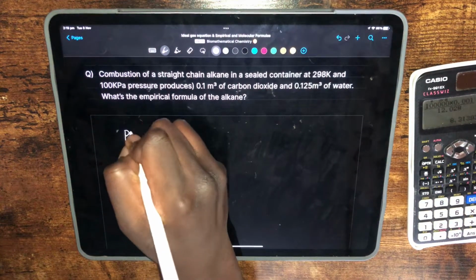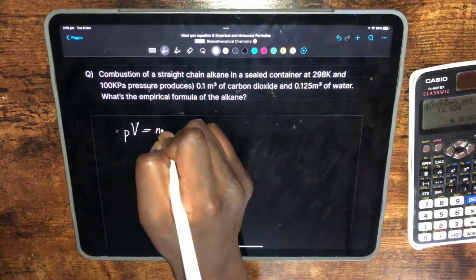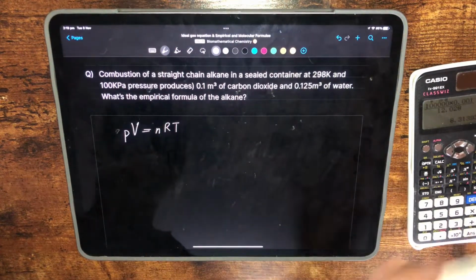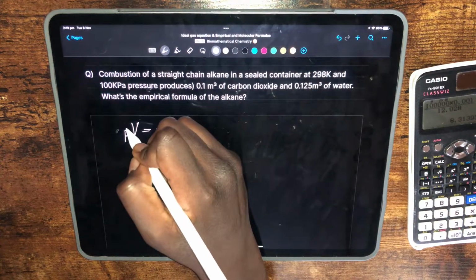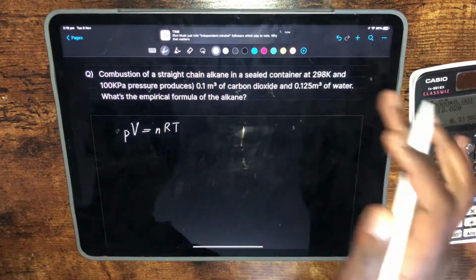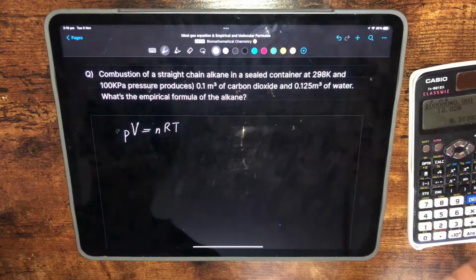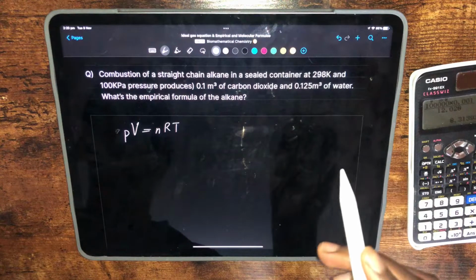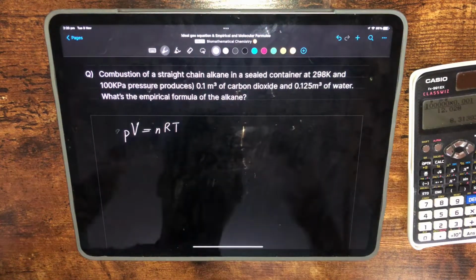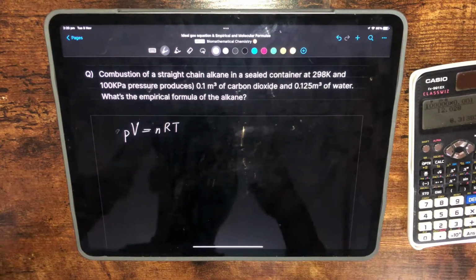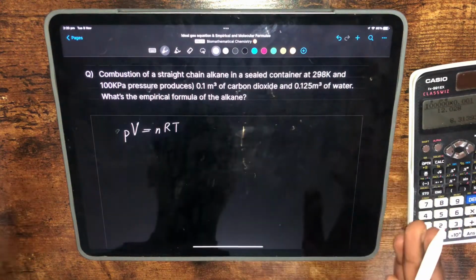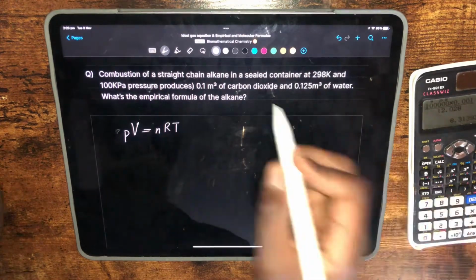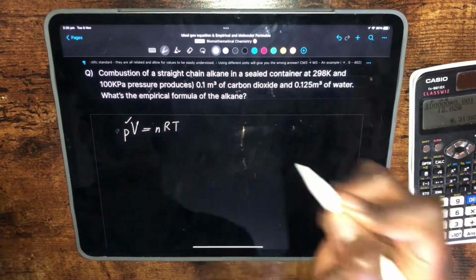PV equals nRT. They want you to work out the empirical formula, but what are they actually giving you? I can see volume, I can see the temperature, I can see pressure. In my head I'm thinking it's related to PV equals nRT. That's what your brain should automatically think. When you see those values together, you know it's something to do with the PV equals nRT equation. What are they giving? They've given you the pressure, right? They're giving you 100 kilopascals of pressure.